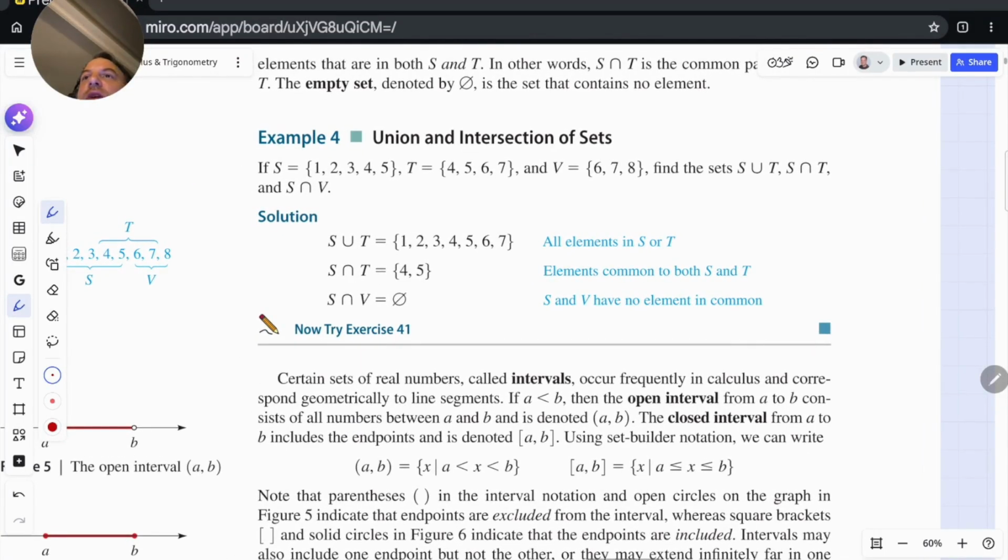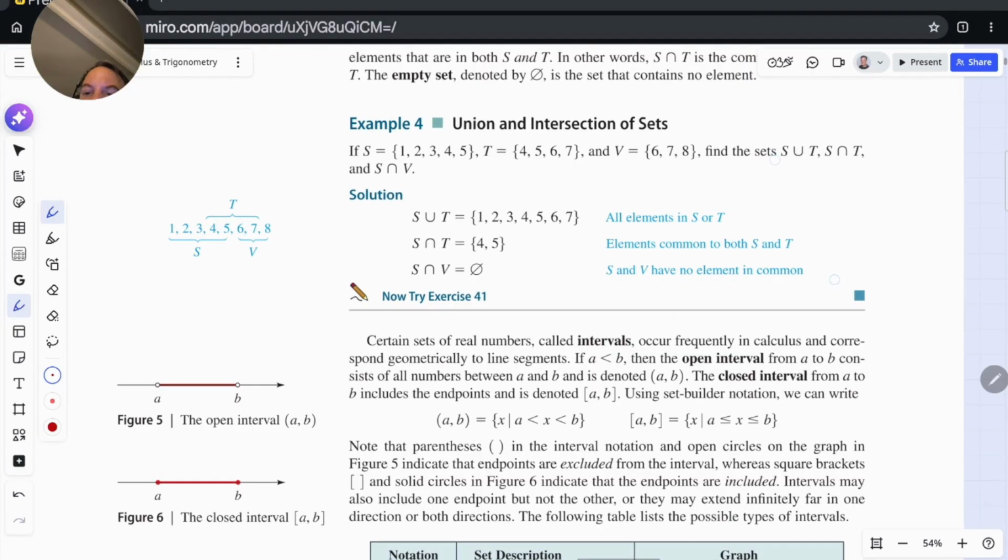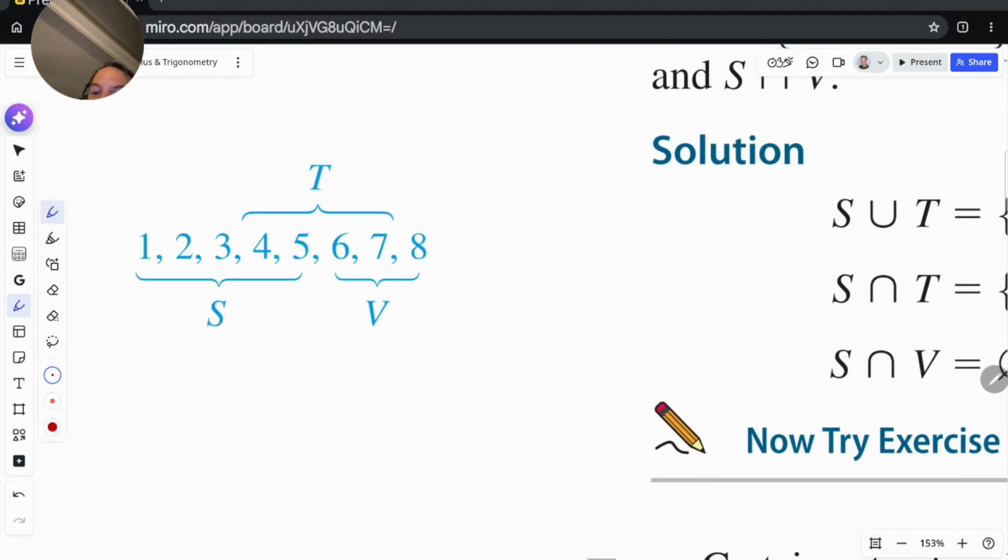So we'll let S equal {1, 2, 3, 4, 5}, T will equal {4, 5, 6, 7}, and V will equal {6, 7, 8}. So we want to find A, all elements in S or T, B, elements common to both S and T, and C, S and V common elements. Let's look at a visual of that here to the left. So which elements are in S or T?